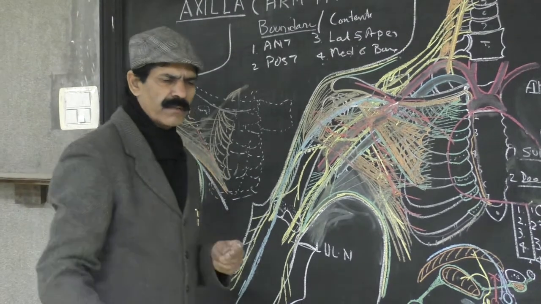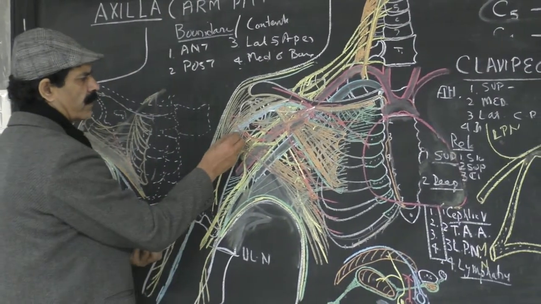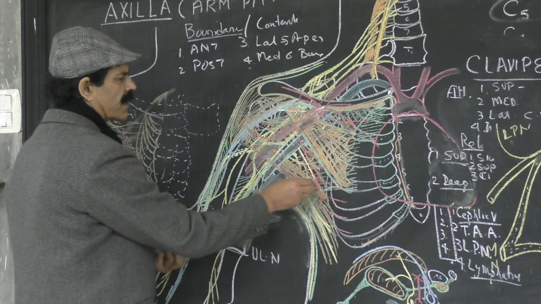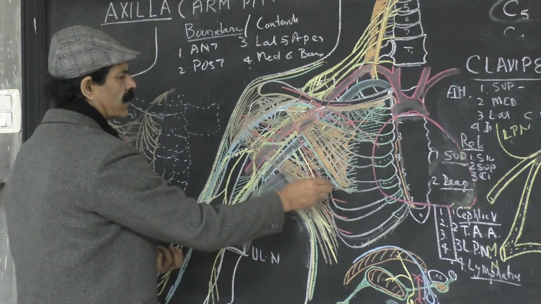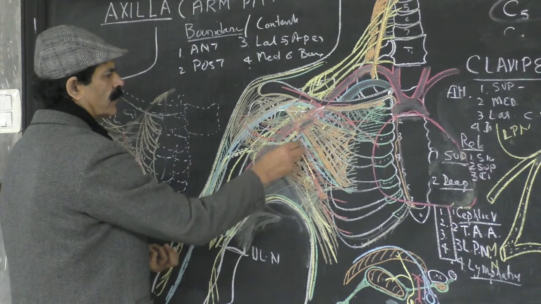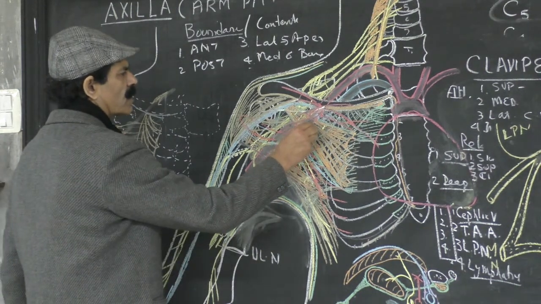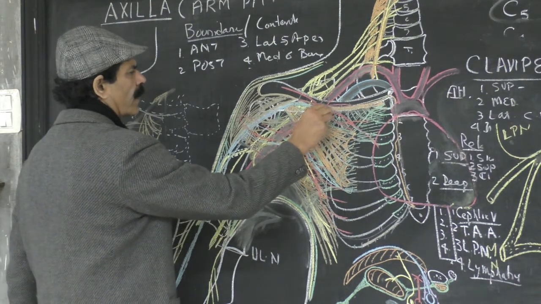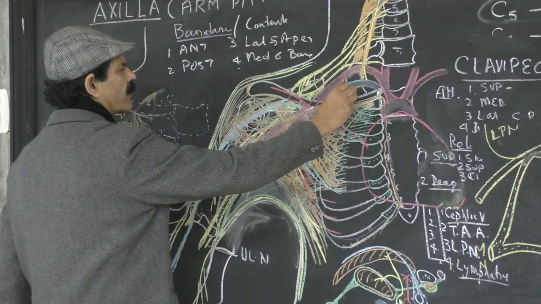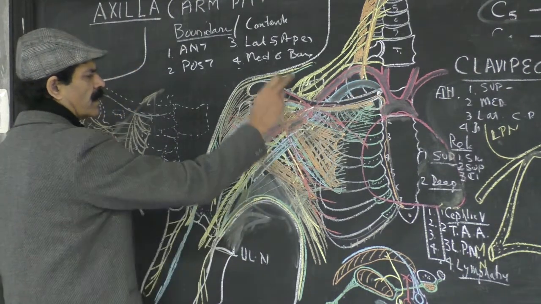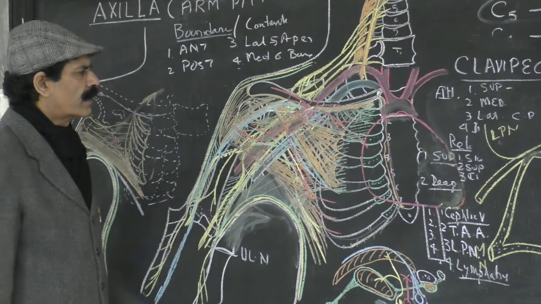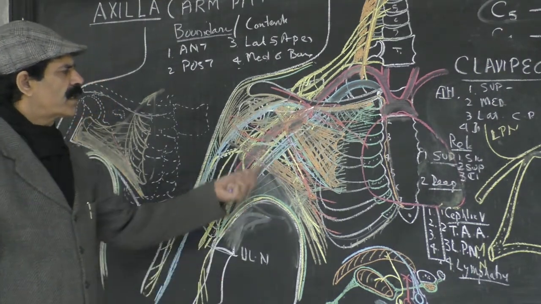So wherever the arteries are going, we know veins are coming from that region. So all the veins coming from the anterior circumflex humeral, posterior circumflex humeral, then the subscapular vein, then the lateral thoracic vein, all these veins open into the axillary vein, which is nearby here. The axillary vein lies medial most, and it goes upward and is continuous with the subclavian vein from the outer border of the first rib, where it is called subclavian. So the axillary vein is formed by the collection of the veins accompanying the branches of the axillary artery, and it is the medial most in position.